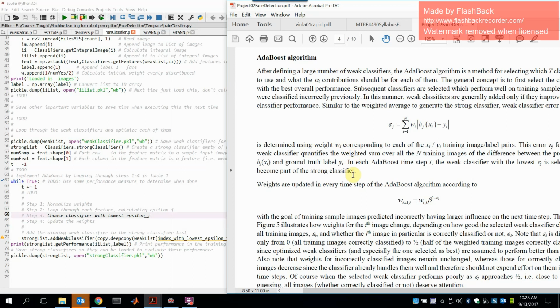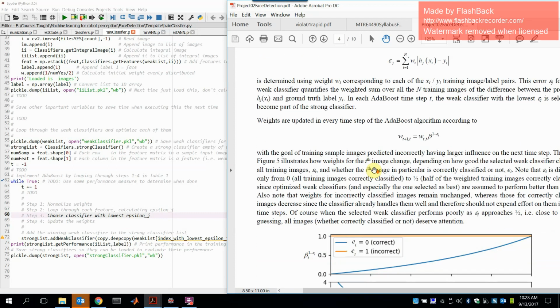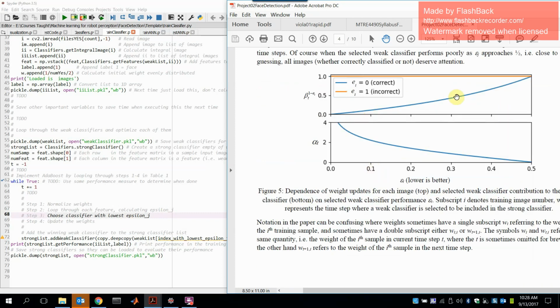Okay? Then we need to update the weights. Okay? And the way you update the weights is with this guy here. I need to know how good was epsilon t, that one with the lowest epsilon j. I need to know that. How small was it? And each image, was it correct or was it incorrect?